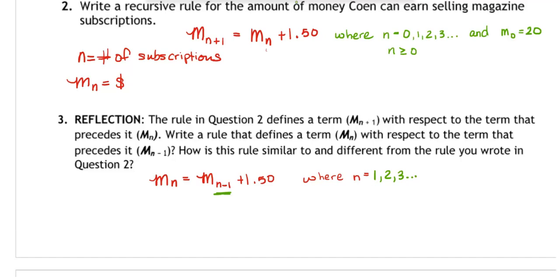Okay. And then we would also state when n equals 0, m sub 0 is equal to 20. Okay, so they're very, very similar to each other if you notice that, okay? Basically, what you're looking at here is the exact same rule, where this one right here is taking the term before it and adding $1.50. Well, this right here is taking the term before it and adding $1.50.